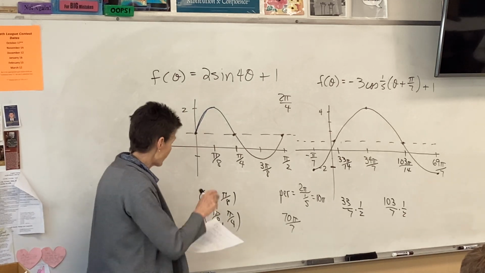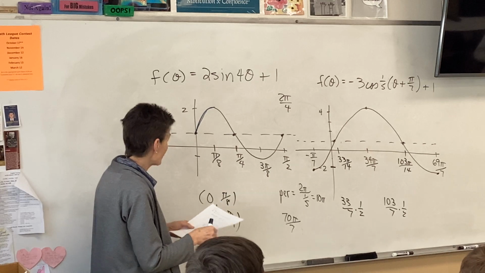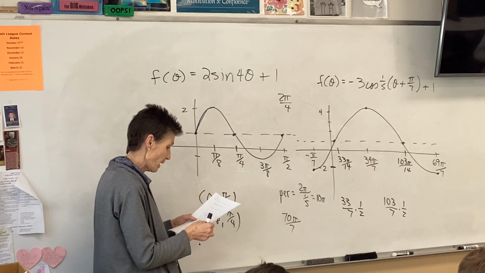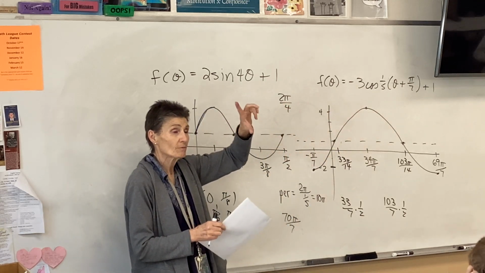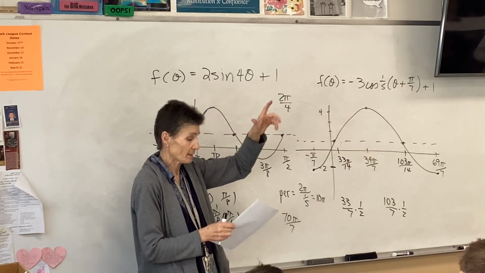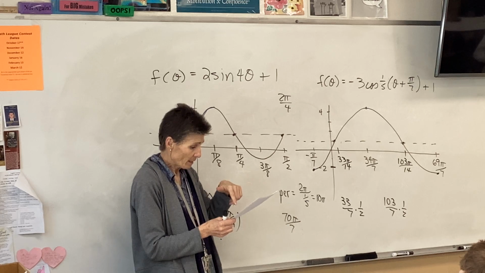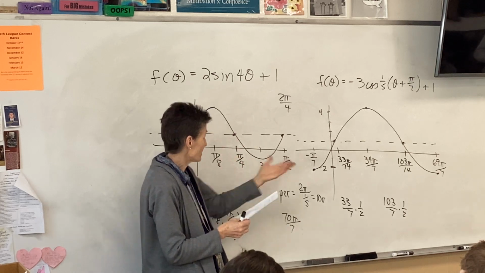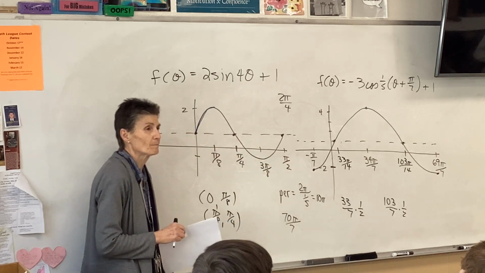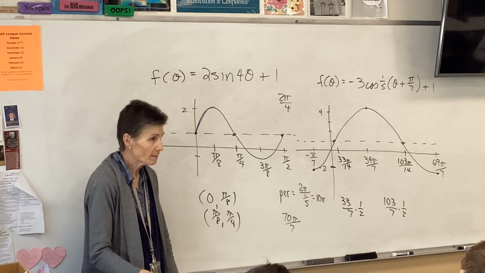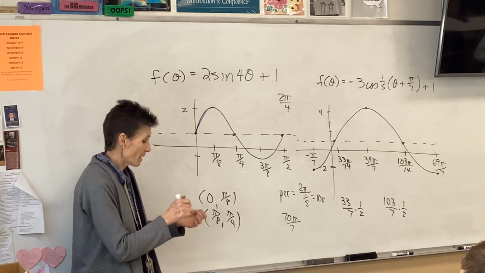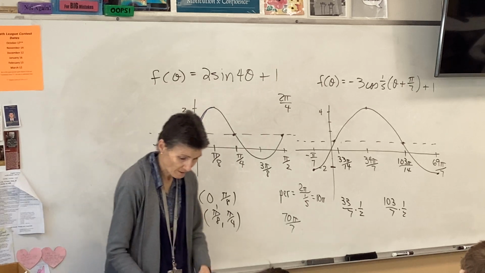I need period, already found that. I need frequency, that would be 1/10 pi. Amplitude is 3, positive 3. I know it's upside down, but the amplitude is positive. Midline is 1, and phase shift is -pi/7. Julia, is that okay? All right, who else found something?